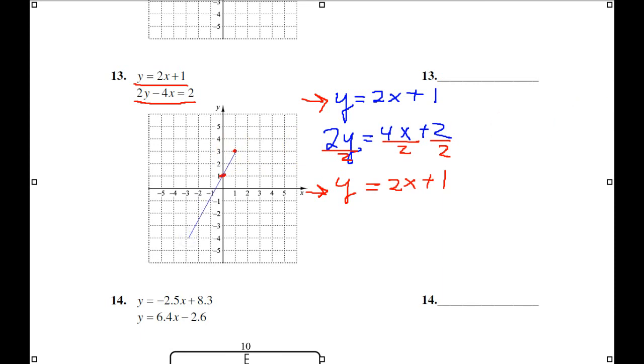And when I plot the other line, it's right on top. So this is a case where there's an infinite number of solutions, and the way to write the answer, you can choose either of these, but you use set builder notation. (x, y) is such that, and you just write one of the equations.